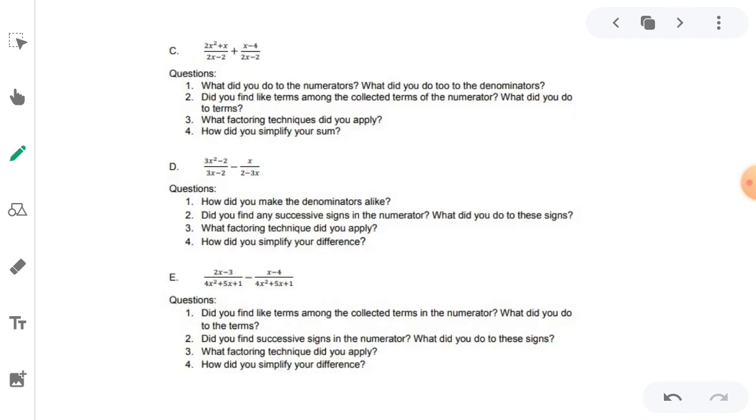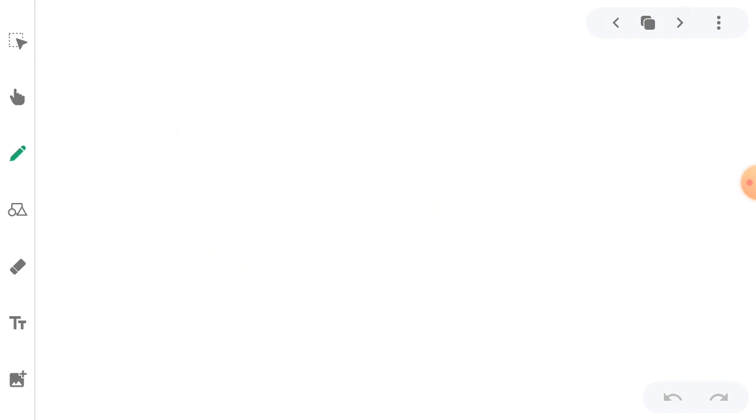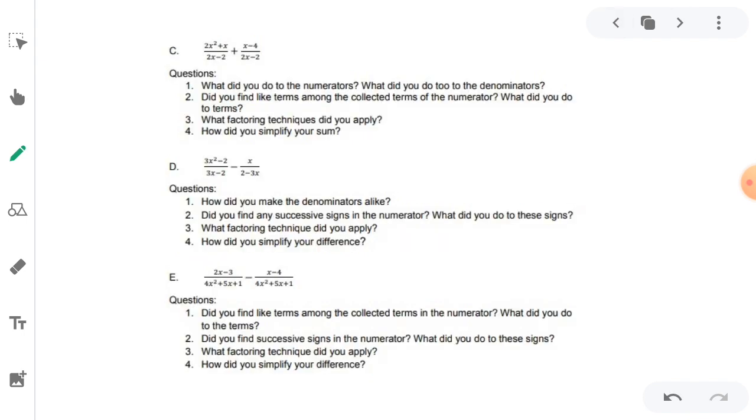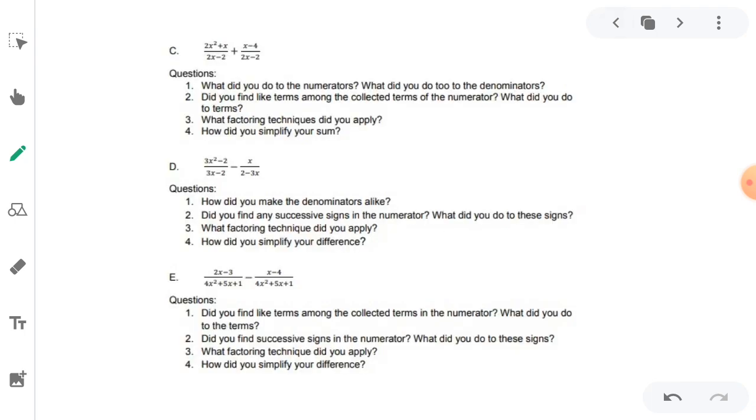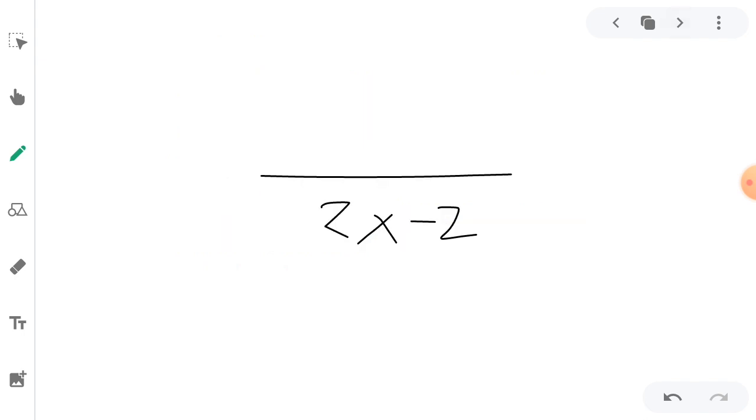Next, letter C. So, anong gagawin sa letter C? Since they are the same in the denominator, copy lang natin. So magiging 2x minus 2. How about the numerator? I-combine lang natin sila.